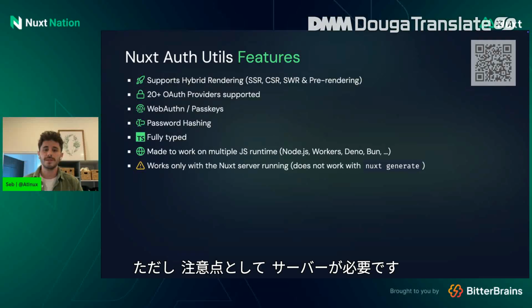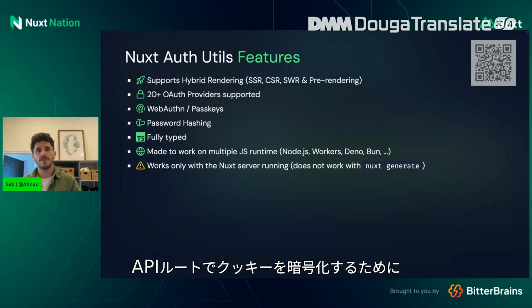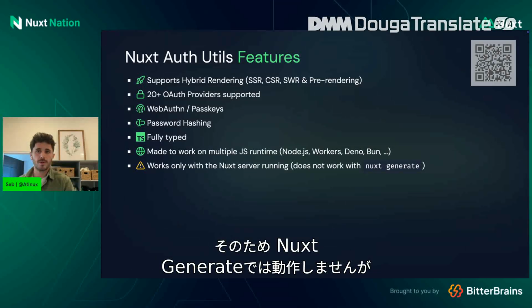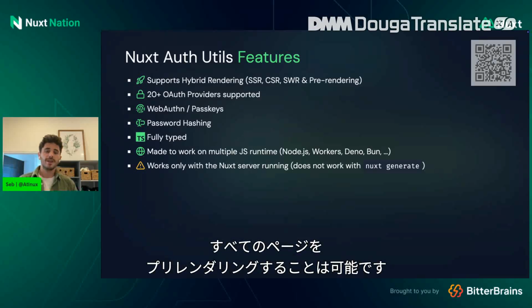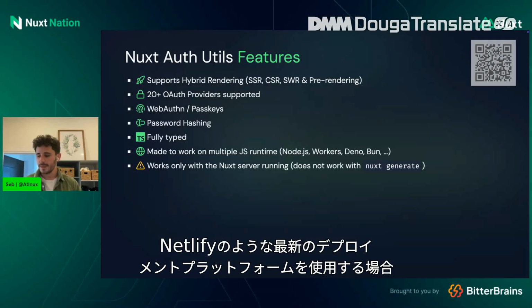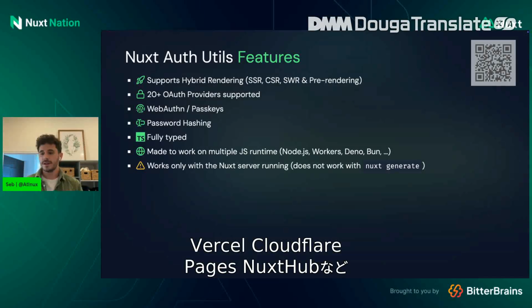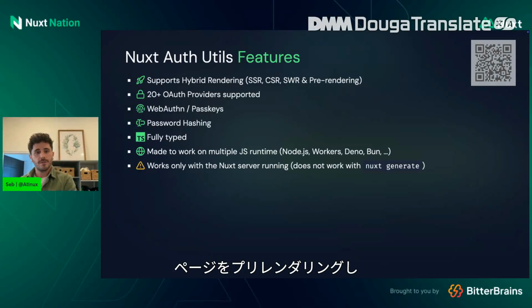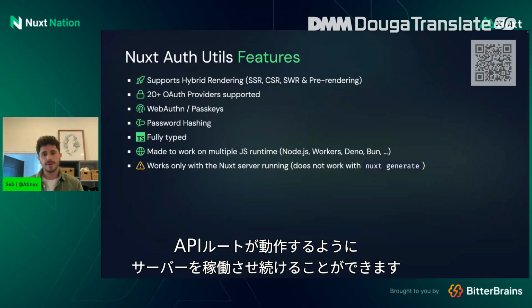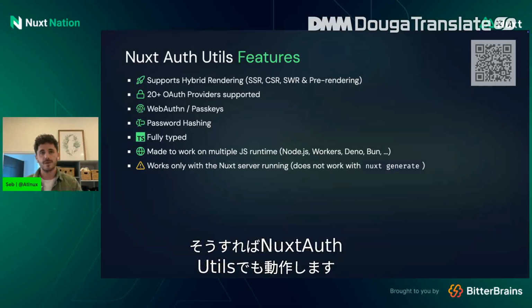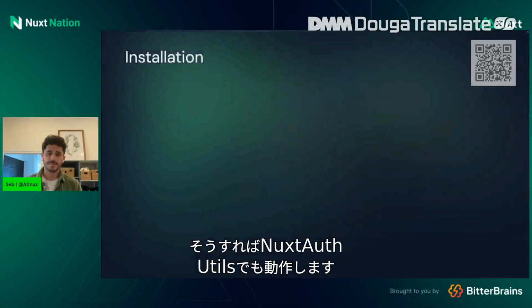But one thing to notice is that you need a server in order to encrypt the cookies in our API route. So it does not work with nuxt generate, but you can still pre-render all your pages if you use modern deployment platforms such as Netlify, Vercel, Cloudflare Pages, NuxtHub. You can pre-render the pages, but keep the server running so your API route can work. So it will also work with Nuxt Auth Utils.